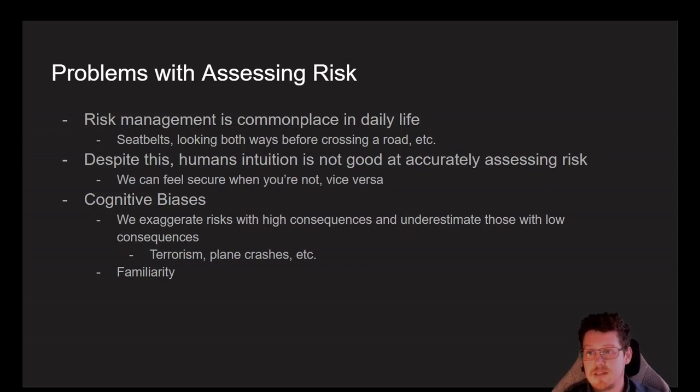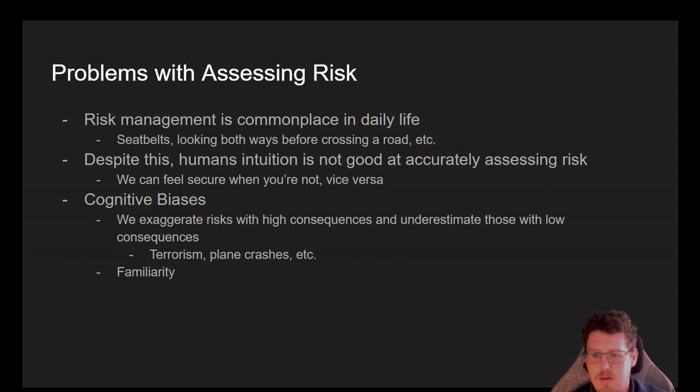So, problems with assessing risk. As I mentioned earlier, risk management comes with issues that humans have with assessing risk. We do this every day. It's very common for us to assess risks. We do it when we follow procedures like putting a seatbelt on to mitigate the risk of injury in case of a car accident. We look both ways before we cross a road. These are all things that we learn when we're children, but we have to deal with trade-offs and risk. We do risk evaluations all the time.